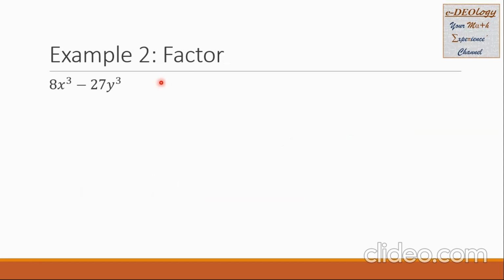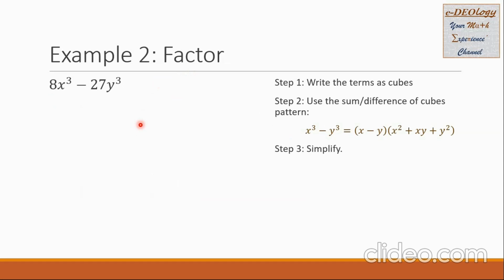Let's have example 2. Factor 8x cubed minus 27y cubed. Let us first write the terms as cubes. The 8x cubed is now the cube of 2x, and then minus. The 27y cubed is now the cube of 3y.